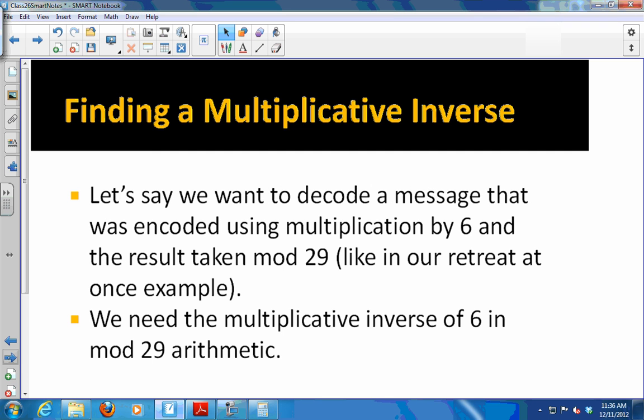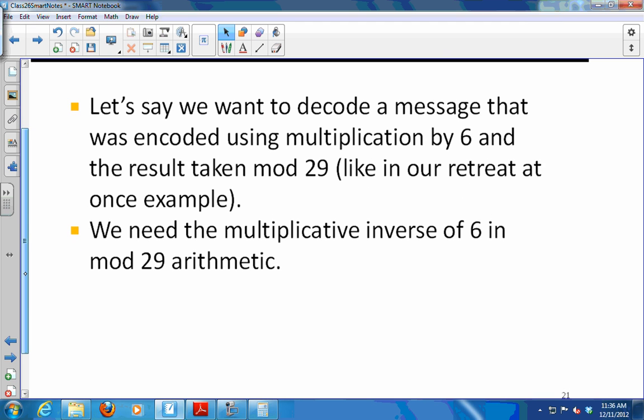Okay, so now we're going to talk about how to decode. Let's say we want to decode a message that was encoded using multiplication by 6, and the result was taken mod 29. If you're not done with that homework example, please put it aside for now so that you can learn how to decode and finish it later. Okay, so we encoded by doing times 6, then mod 29. So in order to decode, I have to undo multiplication by 6.